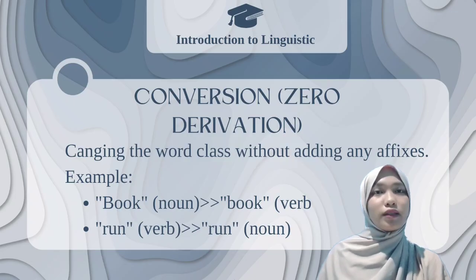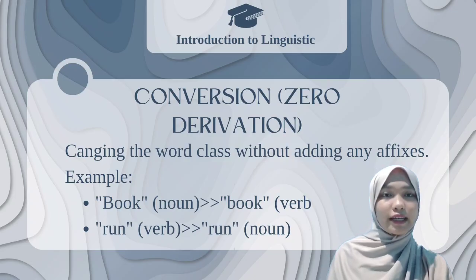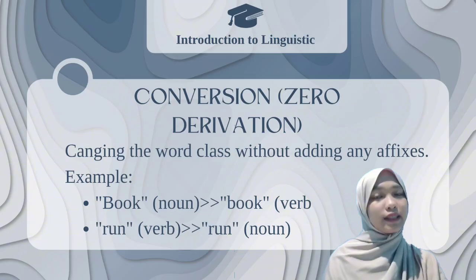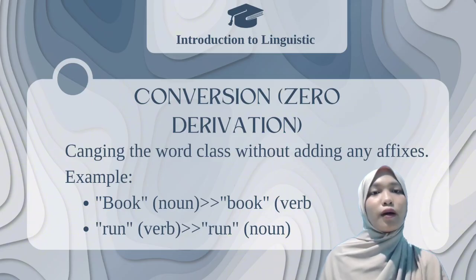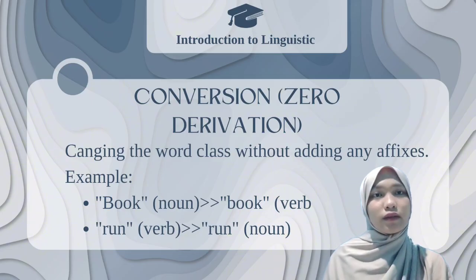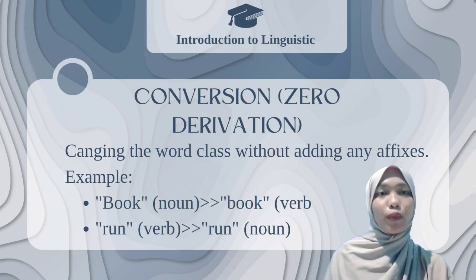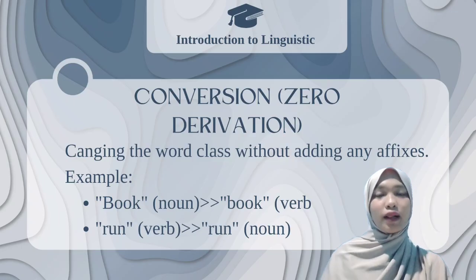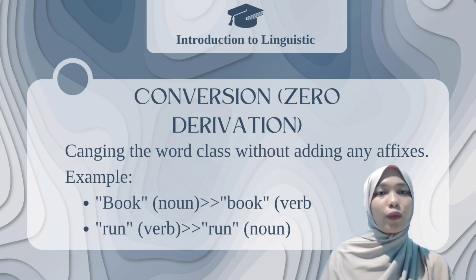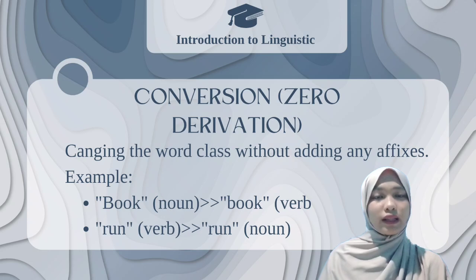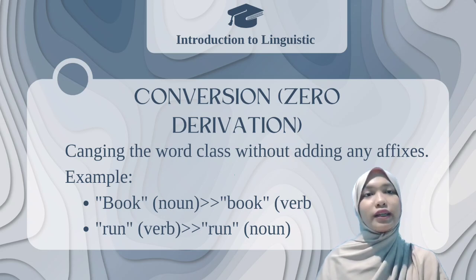The next type of morphological process is conversion or zero derivation. Conversion means changing the word class without adding any affixes. For example, book as a noun to book as a verb. And sentence example, I read a book. This is a noun. And I will book a hotel for our trip. This is a verb.